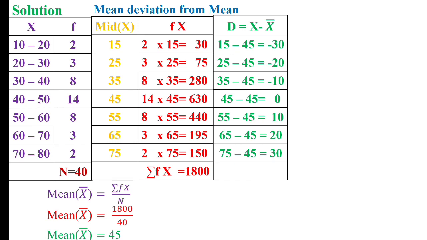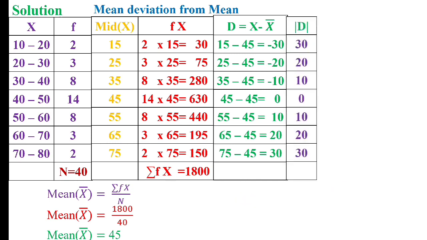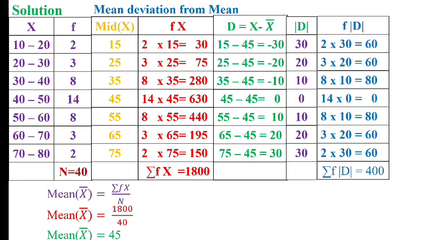Then we need to find f into modulus d, that is, the absolute value of d. The f values: 2 into 30, 60; 3 into 20, 60; 8 into 10, 80; 14 into 0, 0; 8 into 10, 80; 3 into 20, 60; 2 into 30, 60. So the summation of f into d equals 400. This is the way we need to calculate a table.